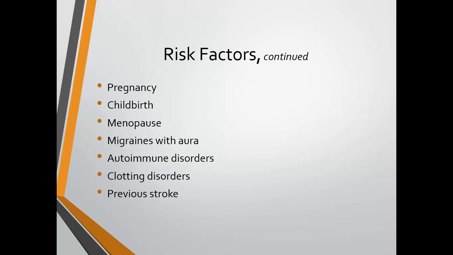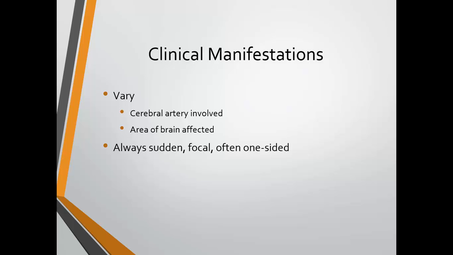Alright, pregnancy, childbirth, menopause, migraines with aura, autoimmune disorders like diabetes and lupus, clotting disorders, and a previous stroke are also risk factors. Your clinical manifestations are going to vary according to the cerebral artery involved and the area of the brain affected. So manifestations are always sudden in onset, focal, and often one-sided.